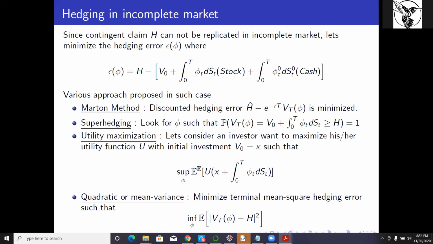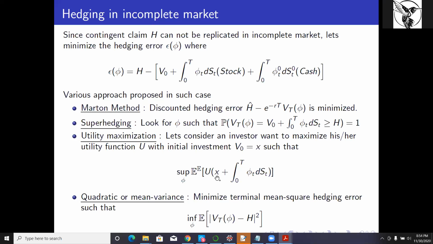So this is also another approach. The last approach is called the quadratic or mean variance approach, where I take the difference between the portfolio value and my claim value, and take the square, the absolute value of that, and this has to be minimum. So this is like a mean square, taking the error squared, and trying to find the strategy phi.